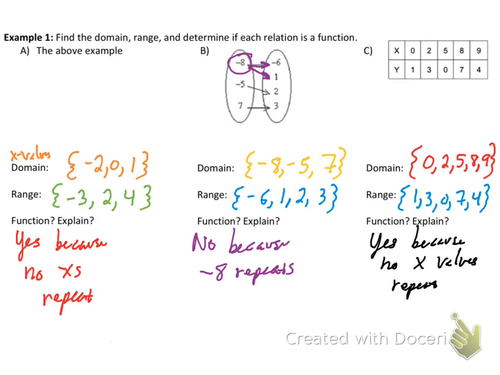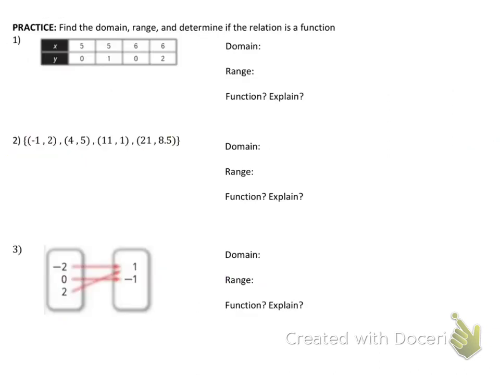So here is your 0 doesn't repeat, your 2 doesn't repeat, your 5 doesn't repeat, your 8 doesn't repeat, and your 9 doesn't repeat. All right, so go ahead, try these out real quick, and then we'll go over it.